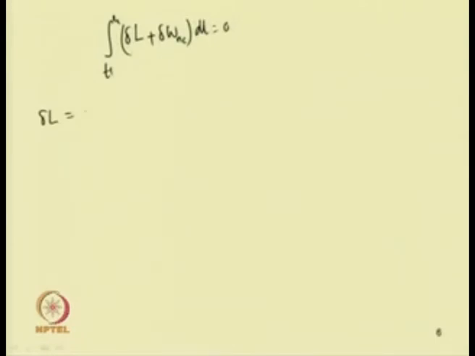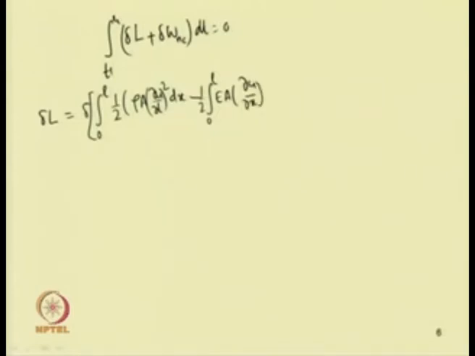So, that will be equal to operating this del operator on integration 0 to L, half rho A del u by del t whole square dx. This is for the kinetic energy, minus for the potential energy, integration from 0 to L half E A del u by del x whole square dx.